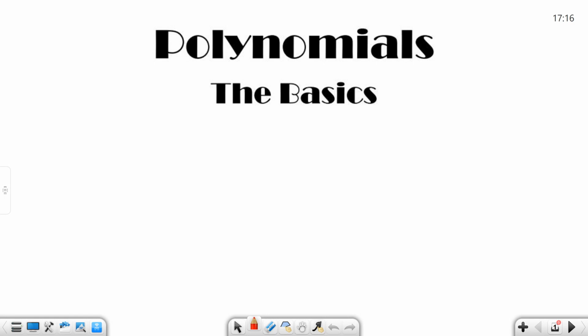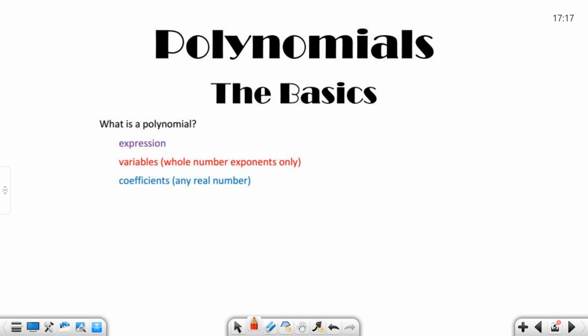Polynomials, the basics. What is a polynomial? A polynomial is an expression. It's an algebraic expression. It has variables. Now the variables can have exponents, but they must be whole numbers. And whole numbers are 0, 1, 2, 3, 4, 5. Okay? Positive and no fractions, no decimals, nothing like that.